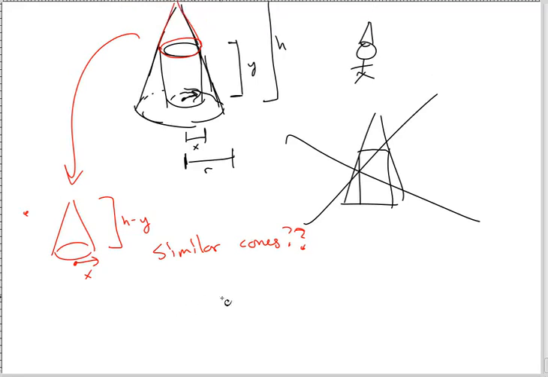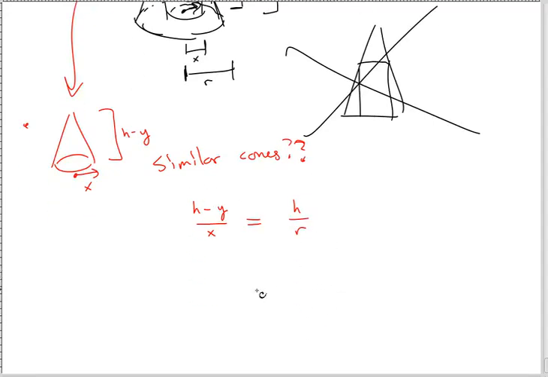If that's the case, I'm going to say that h minus y over x is similar to, again, that's my height, and so that would be my regular h and then my r. So this is the small cone on the top, that's the big cone on the bottom. And nobody likes fractions, and so I'm going to do r times h minus y, and then I got hx, and distribute. So rh minus ry is equal to hx.